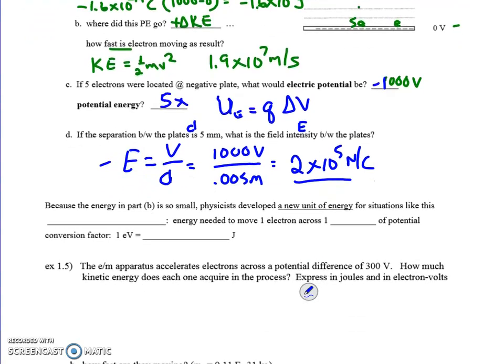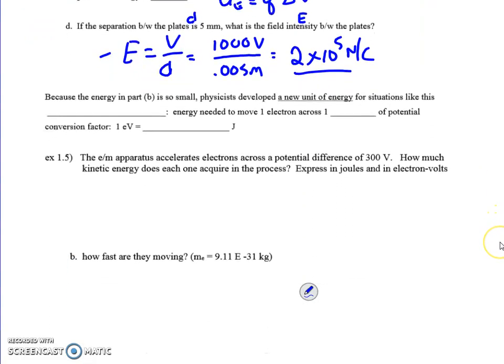All right, so let's finish up with an important little distinction. Because the energy in part B is so small, we've developed a new unit of energy for situations like this called the electron volt, EV. I don't know if we mentioned this last year. The definition of an electron volt is the energy, so remember, even though it sounds like volt, energy needed to move 1 electron across 1 volt of potential.